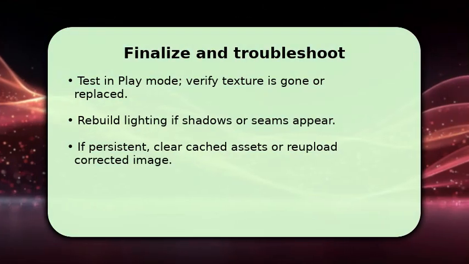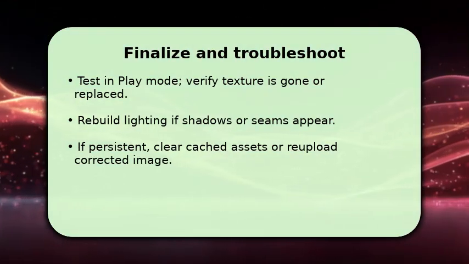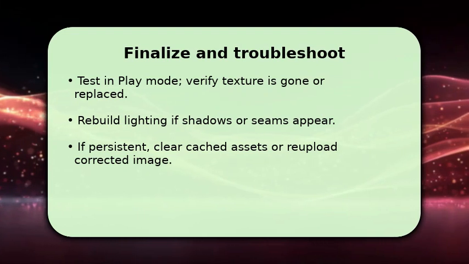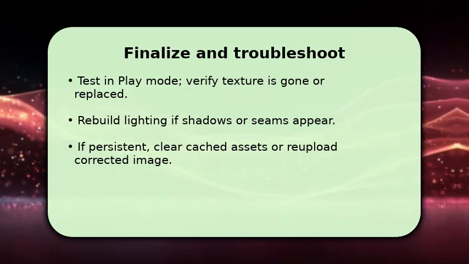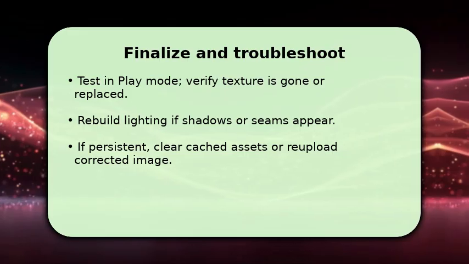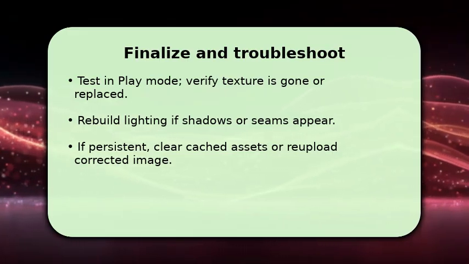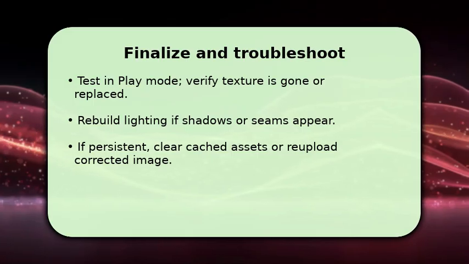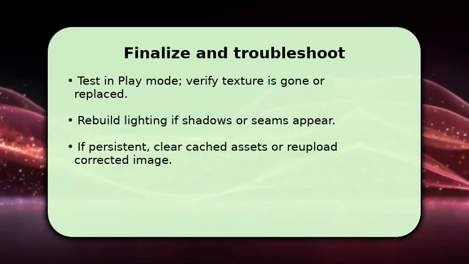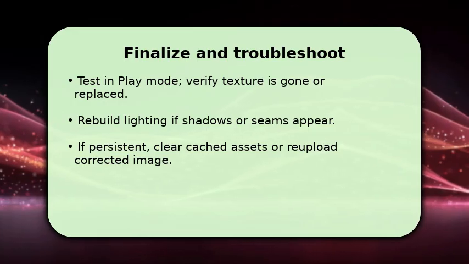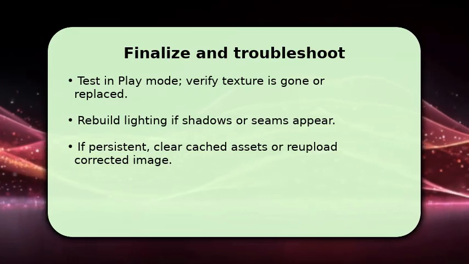You finish by testing in Play and Play Here modes to confirm the texture is removed across clients. Once done, rebuild lighting to eliminate artifacts and check seams where UVs might reveal old image edges. If the old texture still appears, make sure there are no duplicate decals, clear asset caches, or upload a corrected image under a new asset ID.